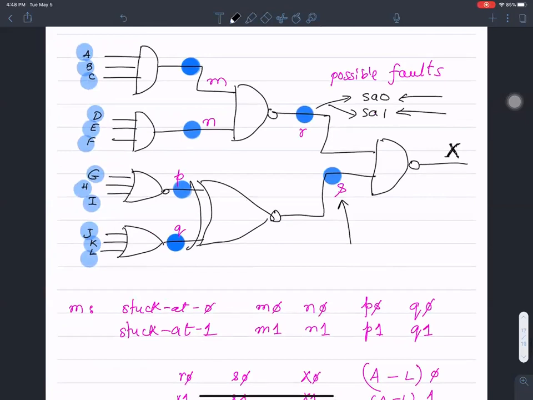Then I'm going to illustrate with an example what you have to do to test for stuck at faults at a particular node. Questions so far, please?